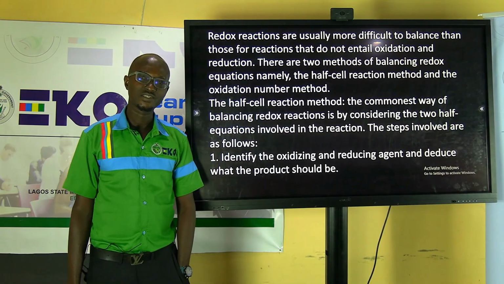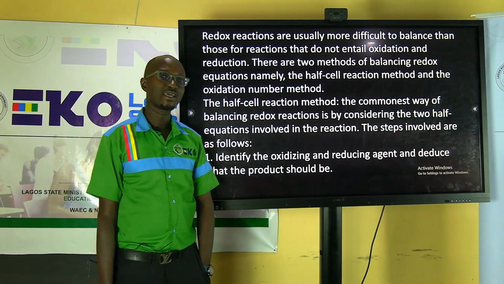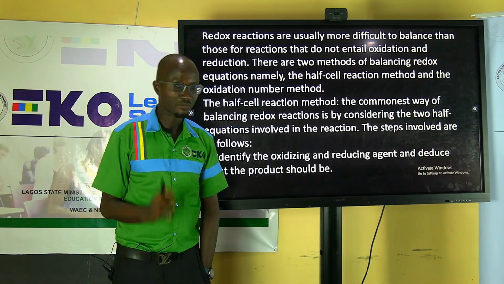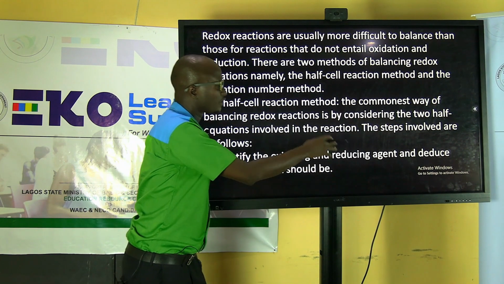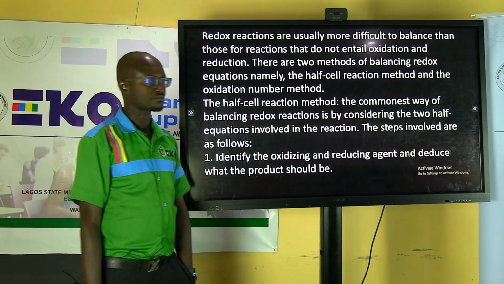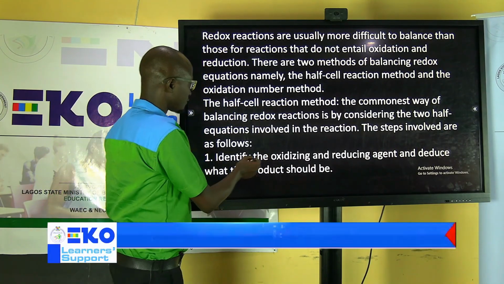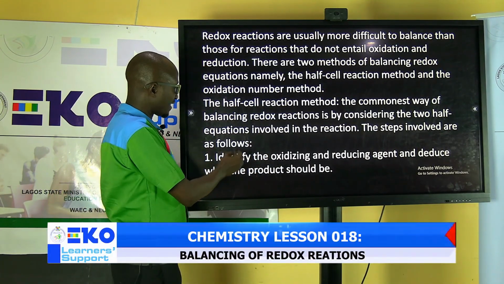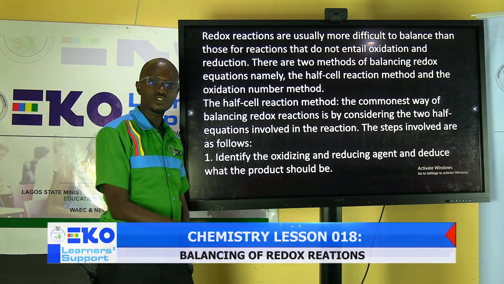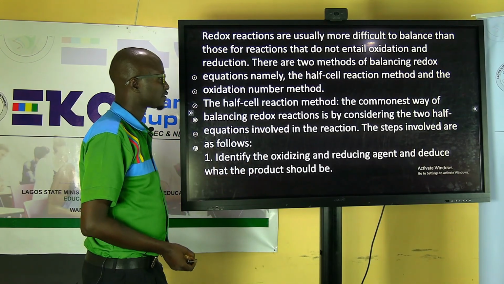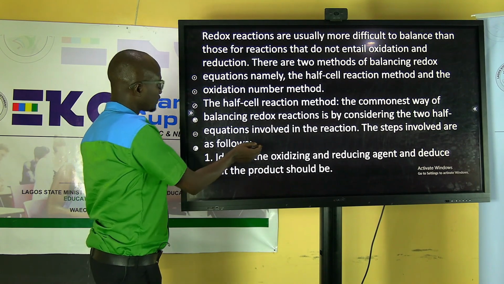Oxidizing agent is the one that undergoes reduction. Remember, oxidizing agent, reduction, while reducing agent undergoes oxidation. So with that knowledge, we'll find it very easy to identify the oxidizing agent and reducing agent, which is the first step in balancing our redox reaction.